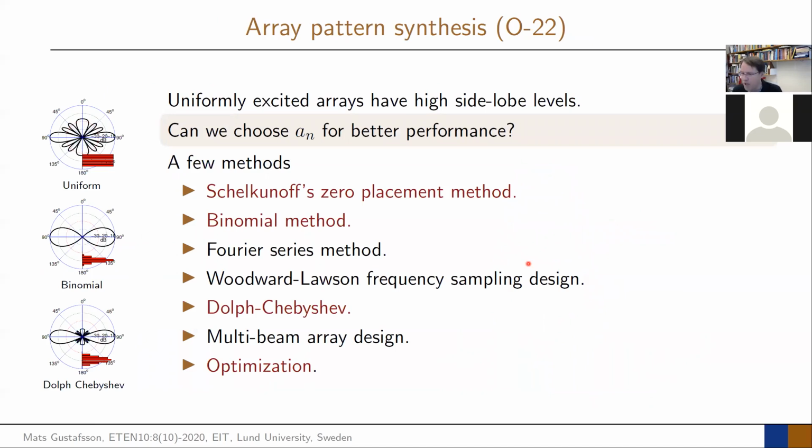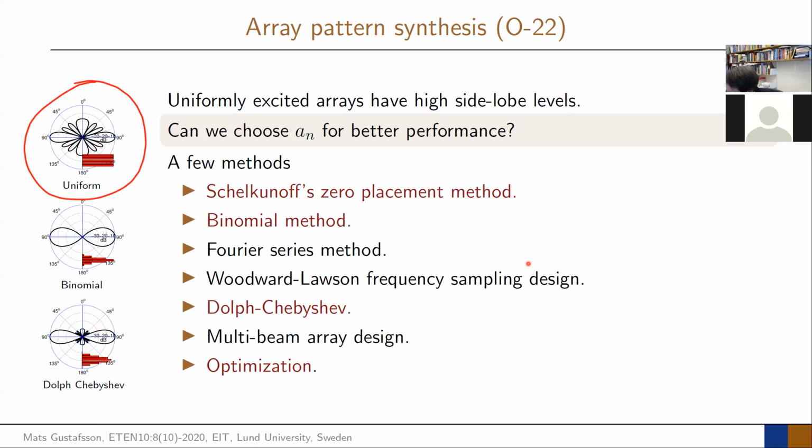So that is some of the ideas. And now what we're going to do is to synthesize arrays that do these cases. So we will look at some cases now that we know how to steer them. But now I would like to have different radiation patterns. This is the uniform array. That's the one we've been looking at.